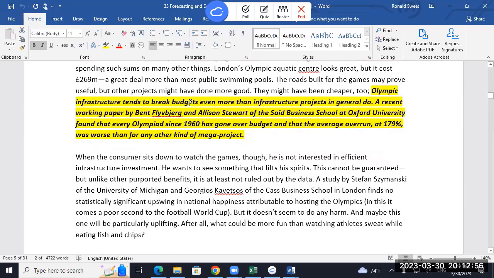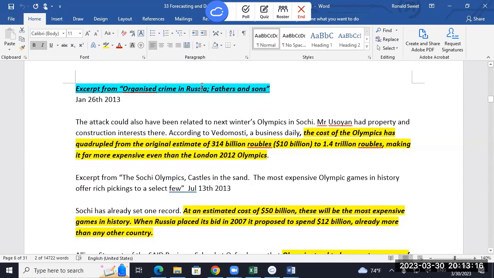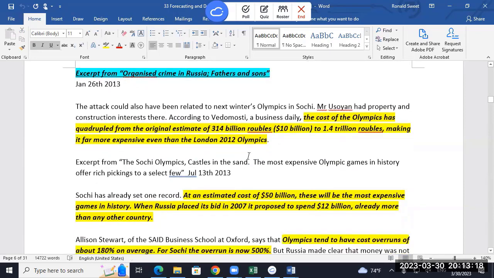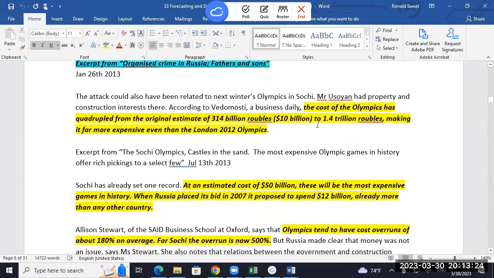Olympic infrastructure tends to break budgets even more than infrastructure projects in general. This particular study said every Olympiad since 1960 is over budget, 180% on average. So how can we be such bad planners? And the Russian Winter Olympics is no different, other than you have a lot of wheeling and dealing for Putin's benefit.